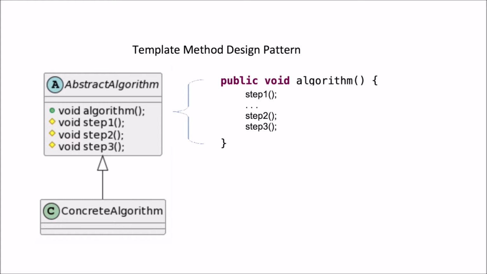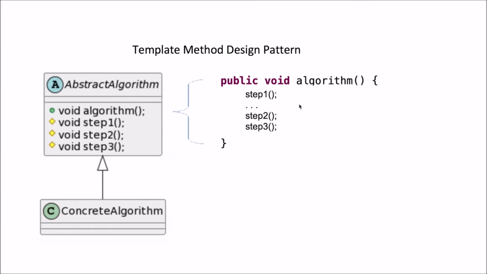Let's take a look at the UML diagram. I have an abstract class named abstract algorithm. This has a public method named algorithm and a few protected methods that I named step 1, step 2, and step 3. Let's take a closer look at the public method algorithm, which I have shown over here on the right. This method would implement an algorithm.